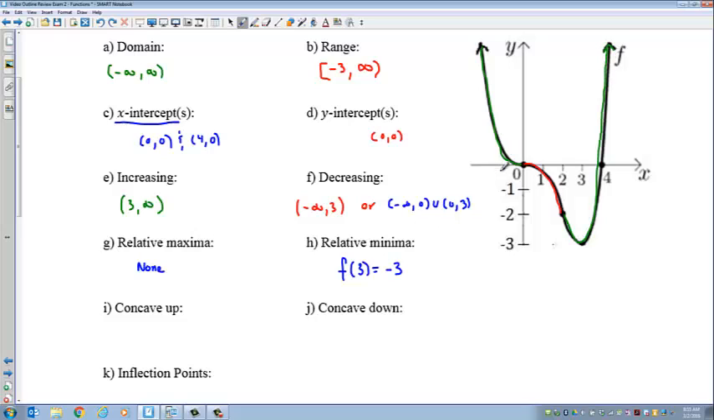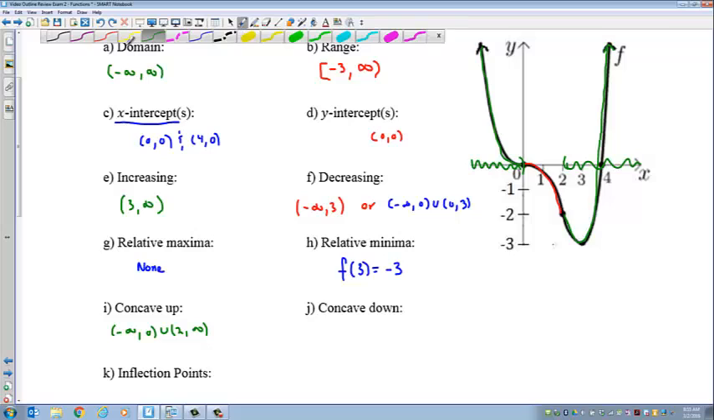So it's concave up where? Let's shade in the region on the number line up to 0. And then we pick it up at 2 when we're concave up all the way to the right. So here I would just write down negative infinity to 0, union 2 to infinity. And then it's concave down in between. So this is where it's concave up, and it's concave down in between 0 and 2.